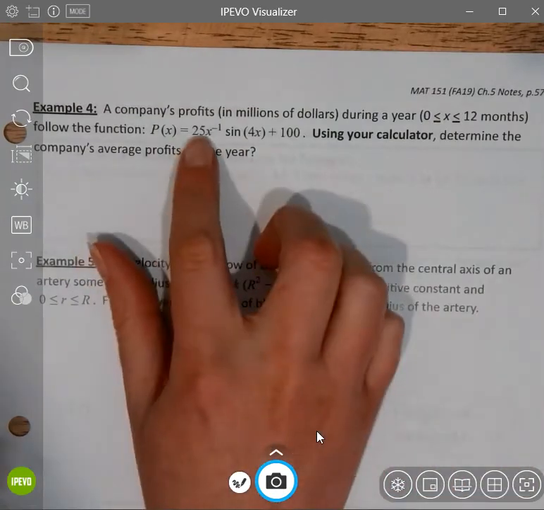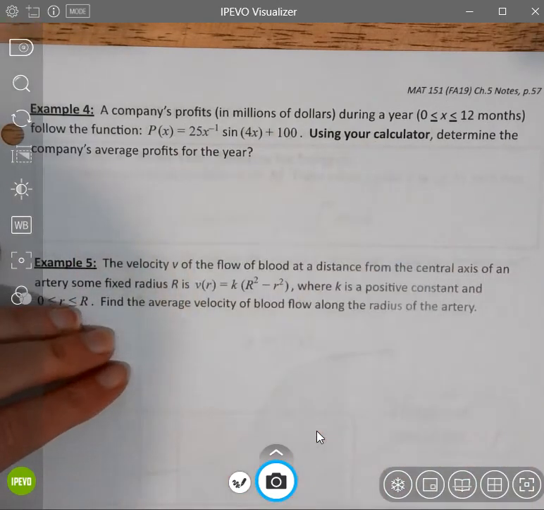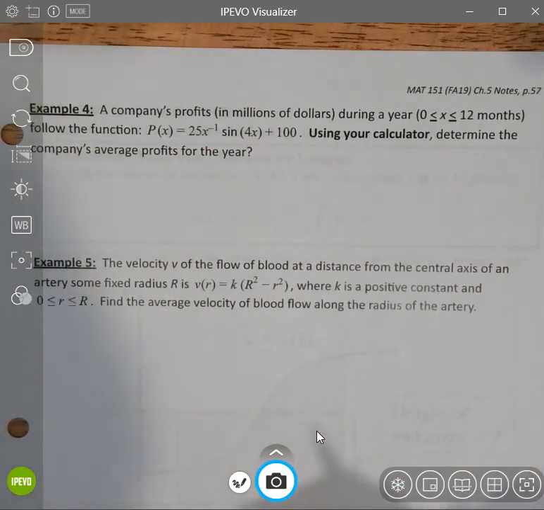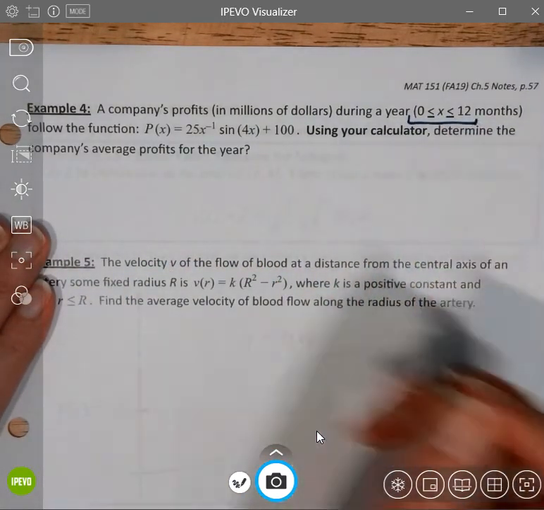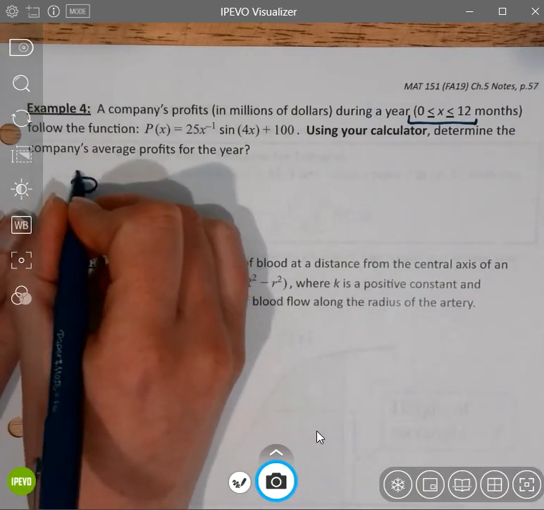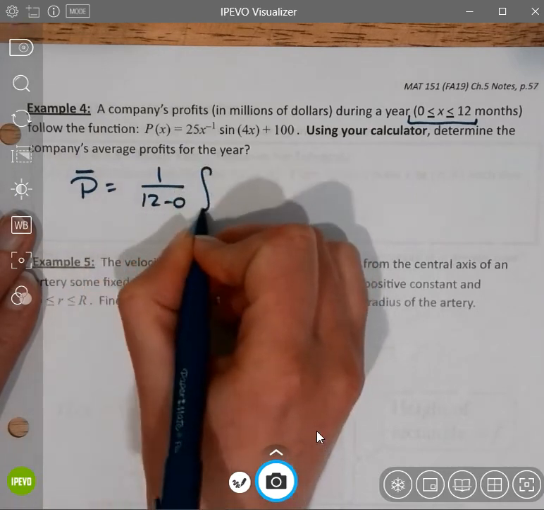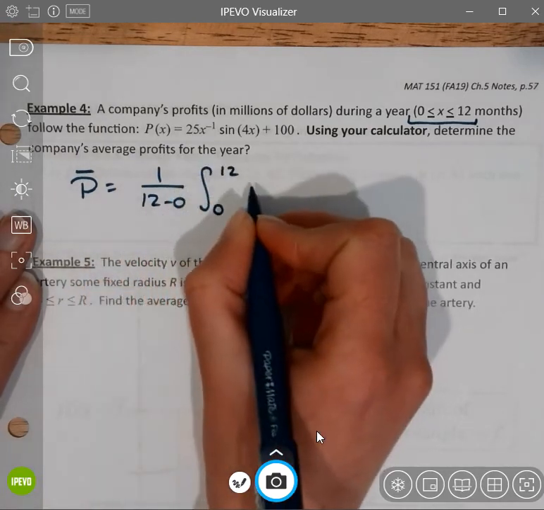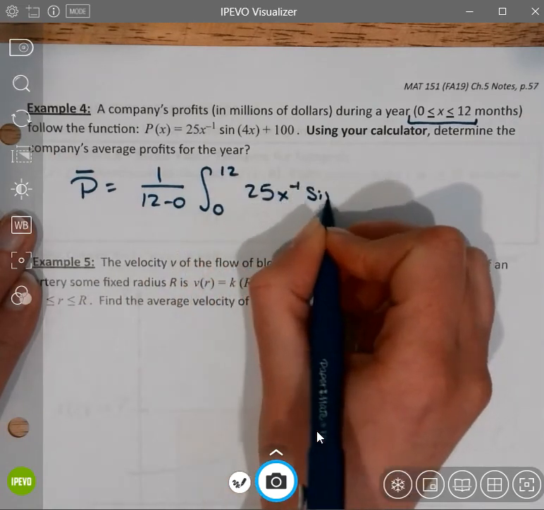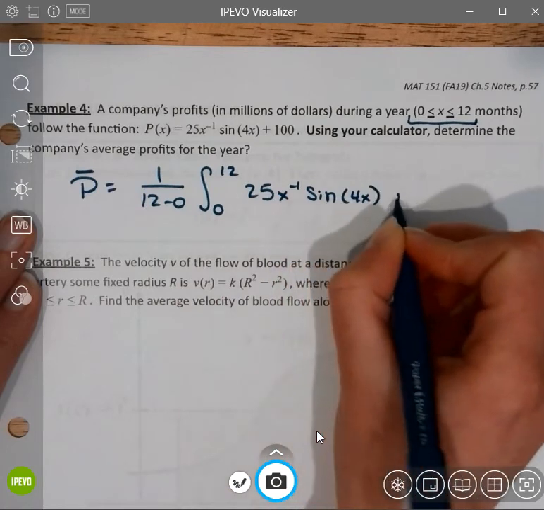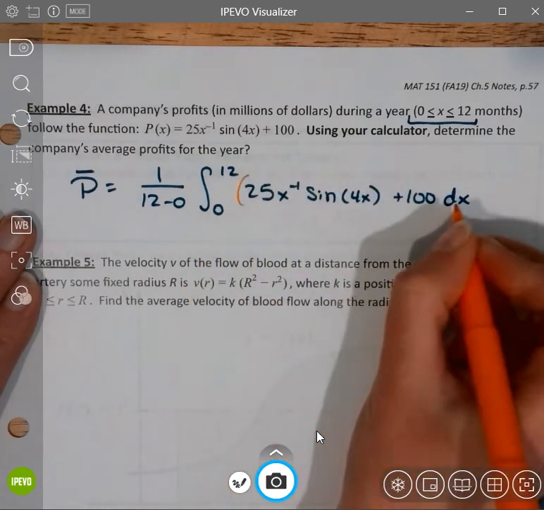This one we have a company's profits in millions of dollars, and we want to find the company's average profits. Ooh, and we get to do this one on our calculator or on Desmos, so I don't have to integrate it by hand, but we will set it up. So we're looking between 0 and 12 months. So our average profits, P bar, are going to be 1 over 12 minus 0 times the integral from 0 to 12 of our P of x function. So our 25 x to the negative 1 times sine of 4x plus 100 dx. And we're going to add in an extra set of parentheses right here before we start typing it in Desmos.